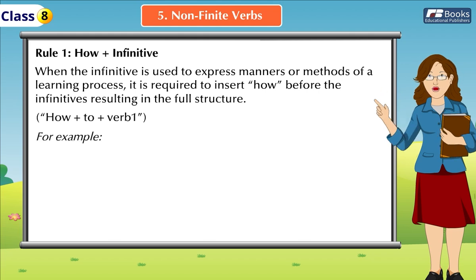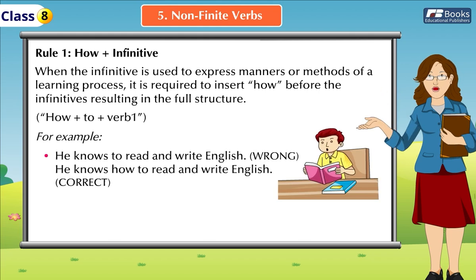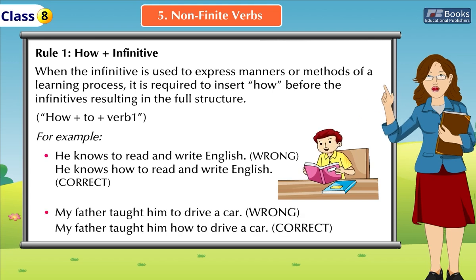For example, he knows to read and write English. Wrong. He knows how to read and write English. Correct. My father taught him to drive a car. Wrong. My father taught him how to drive a car. Correct.